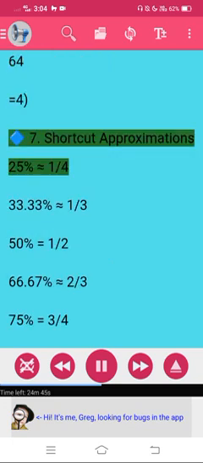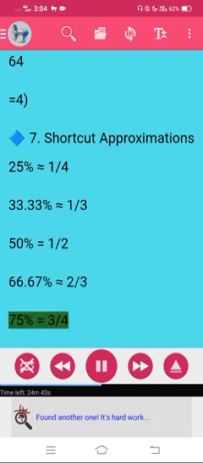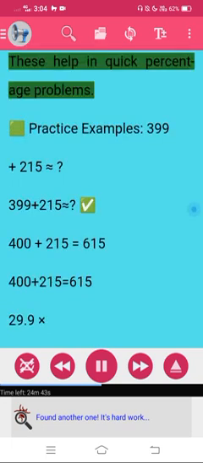Large diamond 7. Shortcut approximations. 25% approximately equals 1 quarter. 33.33% approximately equals 1 third. 50% equals 1 half. 66.67% approximately equals 2 thirds. 75% equals 3 quarters. These help in quick percentage problems.